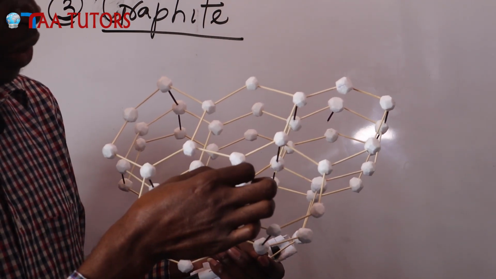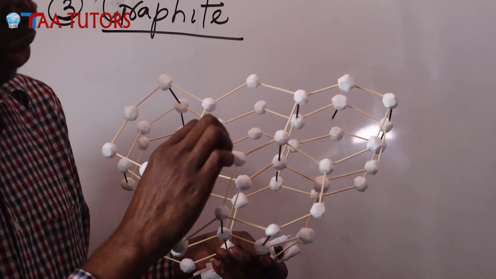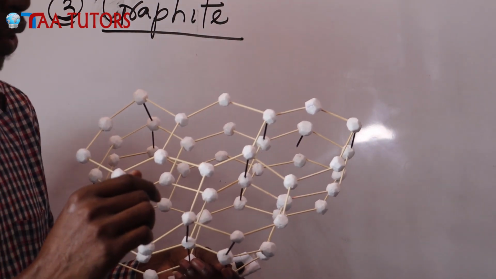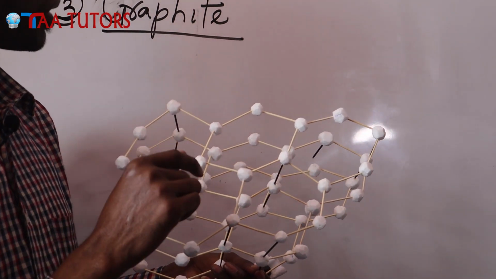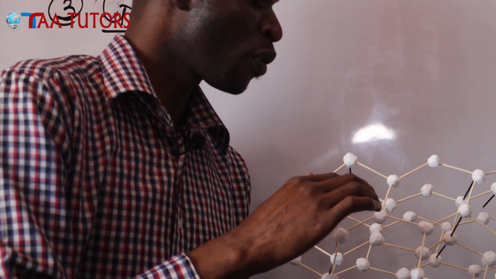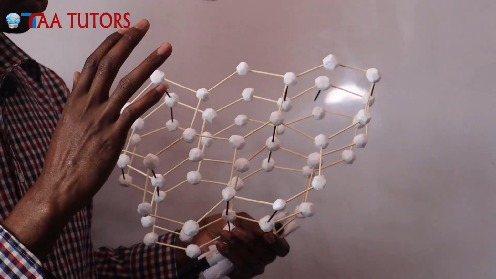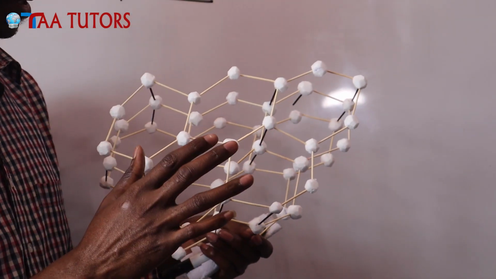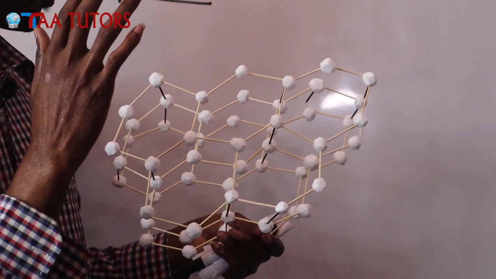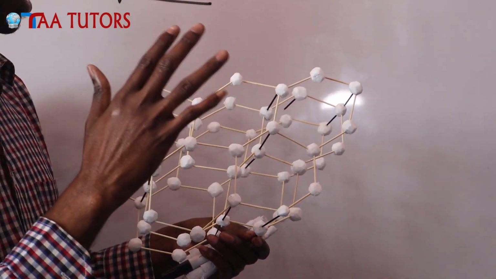So if this is one electron used here, another electron is used here, another electron is used here, where is the other electron going to? That electron will remain delocalized within this structure, meaning that it can move around carrying electric charge, and that explains why graphite is able to conduct electric current. So unlike diamond and silicon oxide, graphite will conduct electricity.